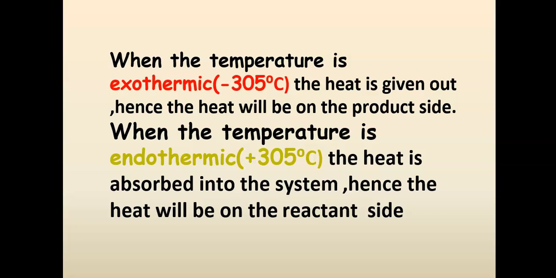So that means when you are given the equation, if you have heat on the product side, the reaction is exothermic. There are two things to look for: whether the heat is on the product side or you have a negative delta H. That will be exothermic. If the enthalpy is given as a positive value or the heat is on the reactant side, then it is endothermic.